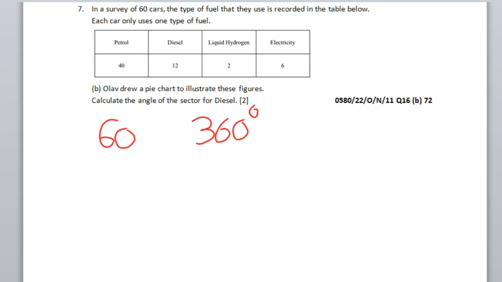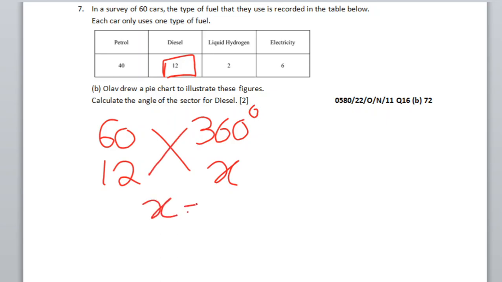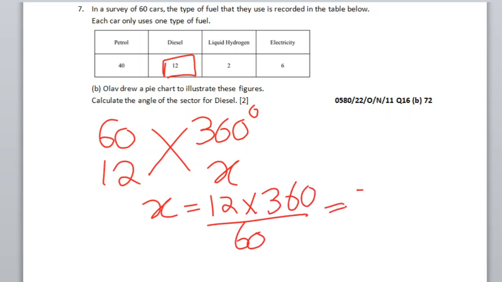Calculate the angle of sector. So underneath 360 write x for diesel, and we know 12 cars use diesel. So cross multiply and we will get 12 times 360 over 60, which gives 72.